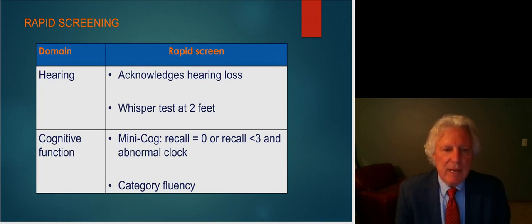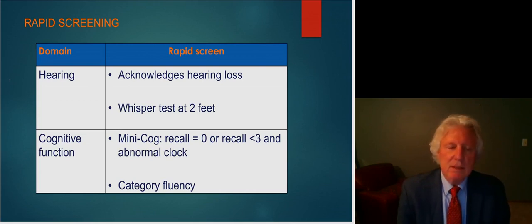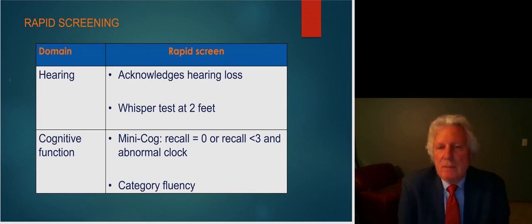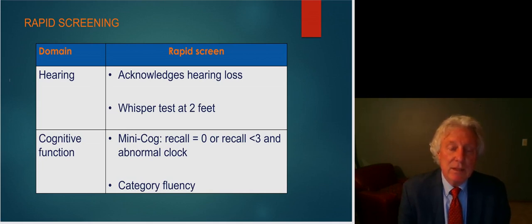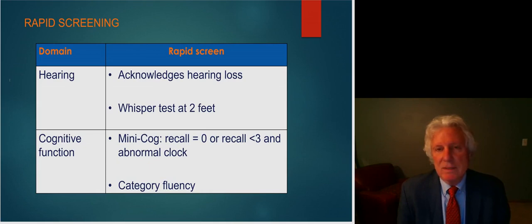In terms of cognitive function, you want to do the mini-cog test. If they don't want to do the mini-cog test, you can say, well, okay, let's just name me some animals. Name me some farm and jungle animals or zoo animals. And they should be able to recite at least 12 or more animals within 60 seconds.